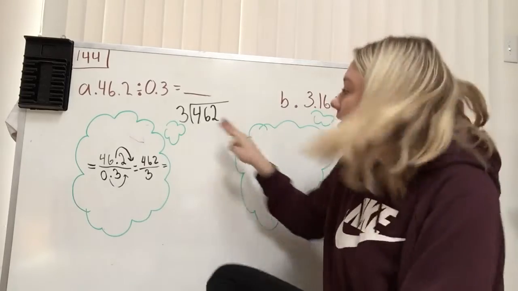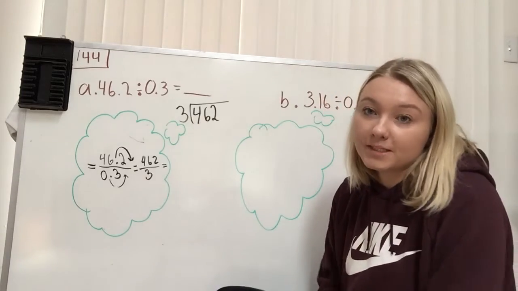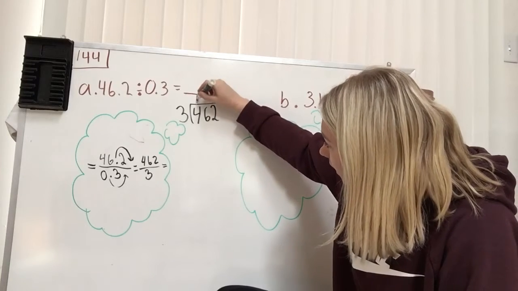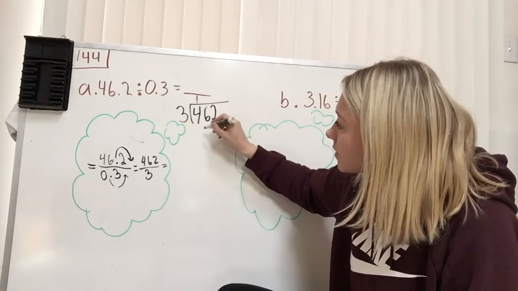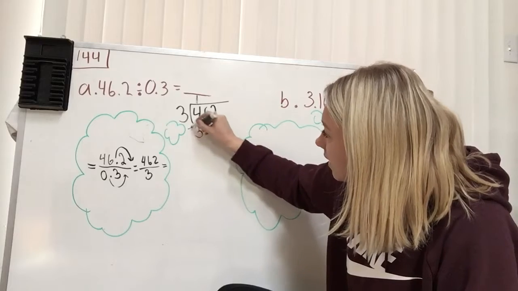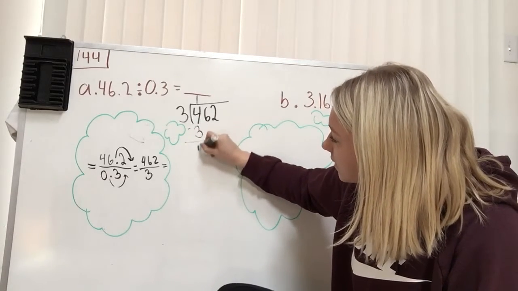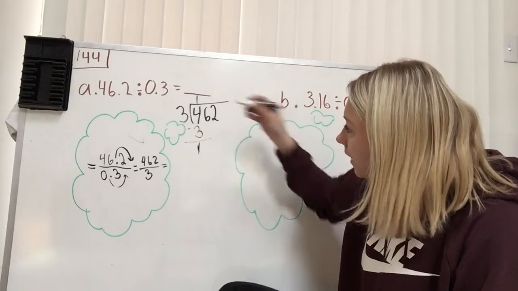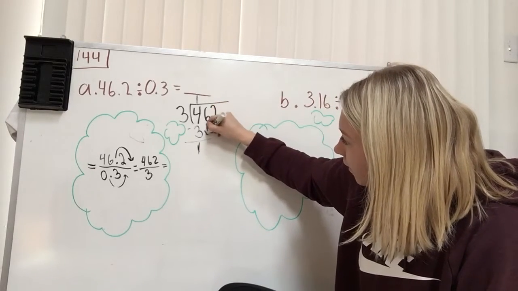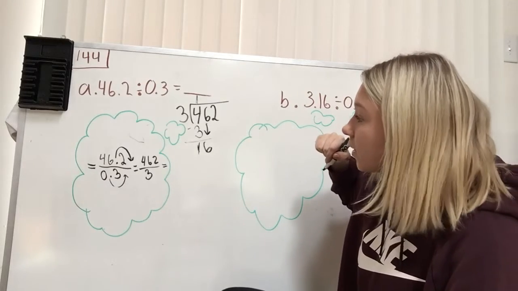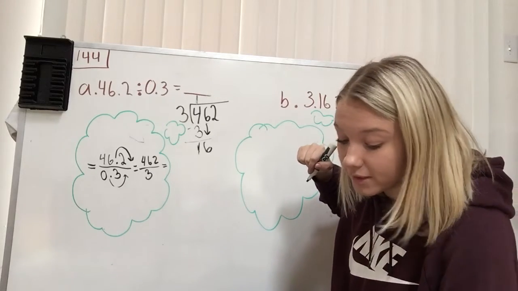Okay, so 3 goes into 4 how many times? 1 time. So I'm going to put the 1 up here. And then 1 times 3 is 3. Then I'm going to subtract that 3 from the 4. There's still 1 left over. I'm going to bring the 6 down. How many times does 3 go into 16?